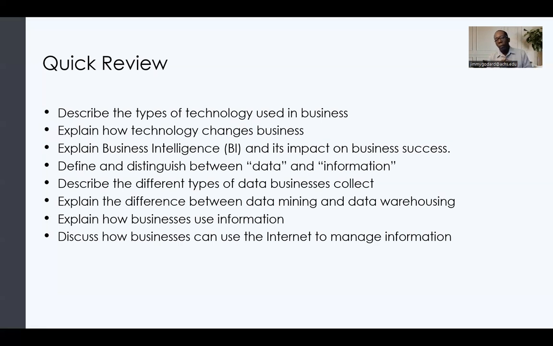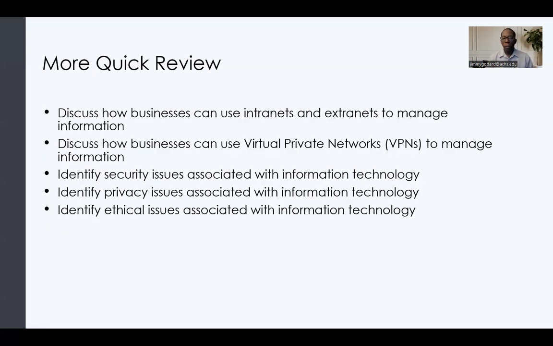So, in summary, we talked about the different types of technology used in business. We talked about how technology changes business. We also discussed business intelligence and its impact on business success, the definition and distinction between data and information, the different ways that business can collect information, differences between data mining and data warehousing, how business uses information, and how business can use the internet to manage information. We also talked about the virtual private network and security and so forth.